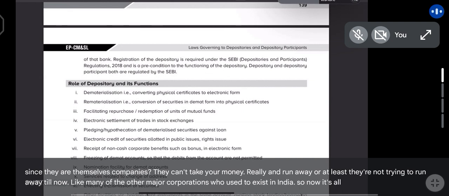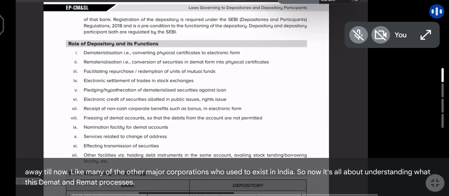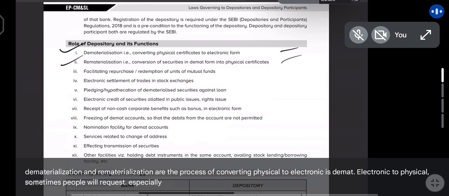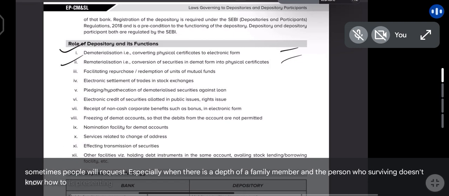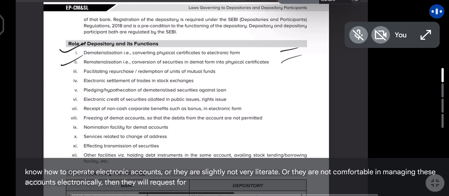So now it's all about understanding what this demat and remat process is, who and all are involved, and that pretty much is what the chapter is going to be. Now, dematerialization and rematerialization are the process of converting physical to electronic, which is demat. Electronic to physical, sometimes people will request, especially when there is a death of a family member and the person who's surviving doesn't know how to operate electronic accounts, or they are not very literate, or they are not comfortable managing these accounts electronically, then they will request physical share certificates back.